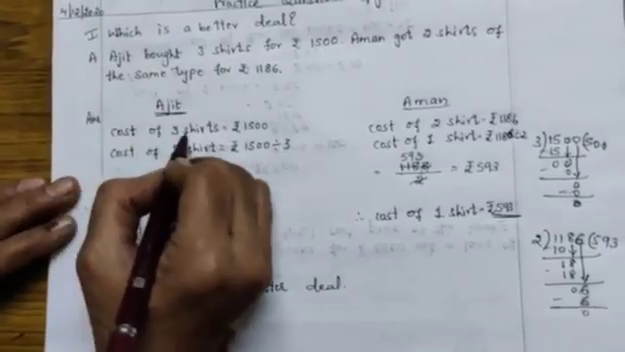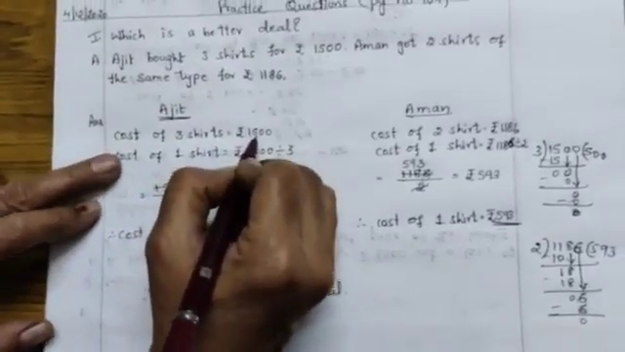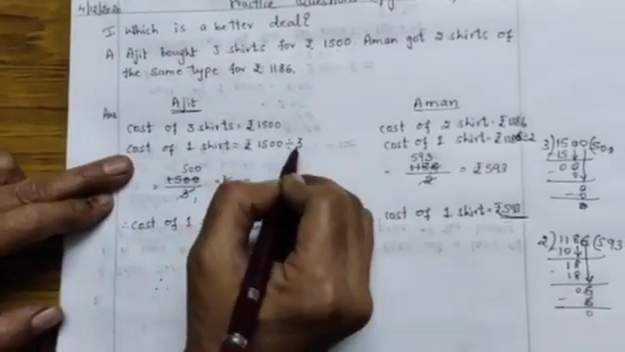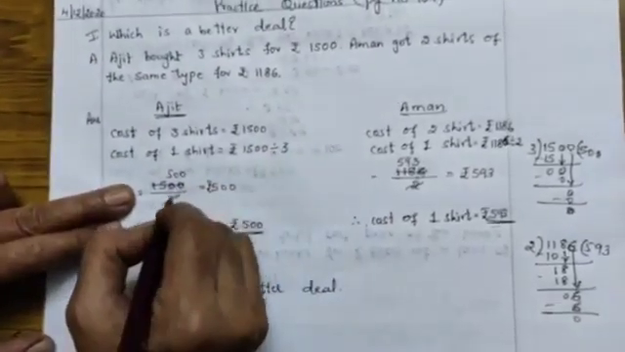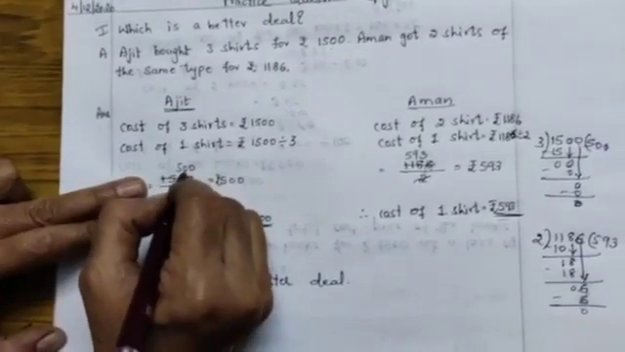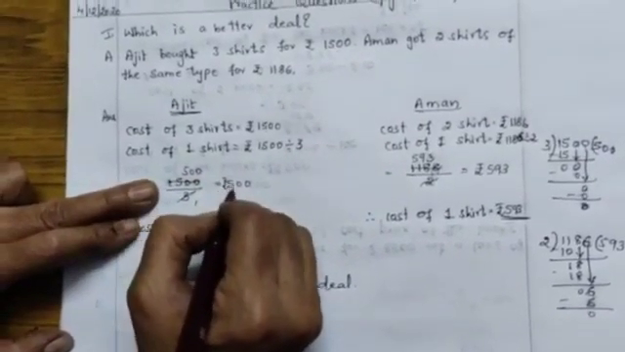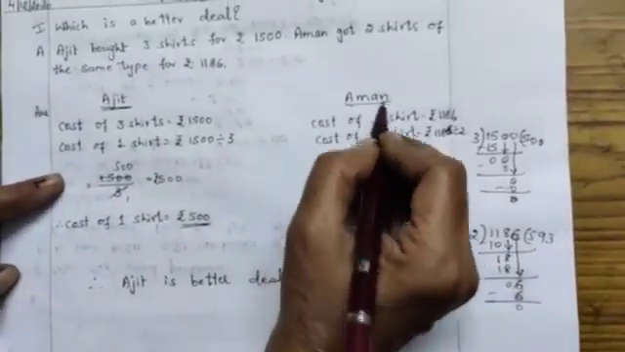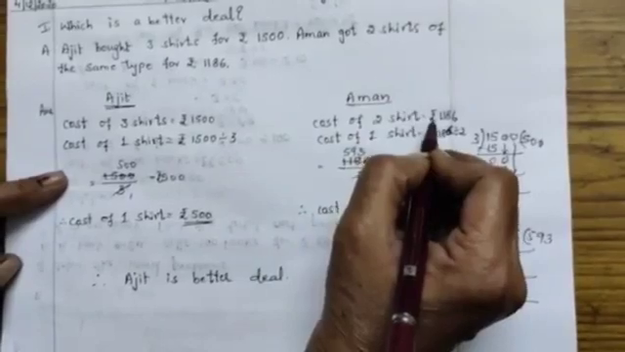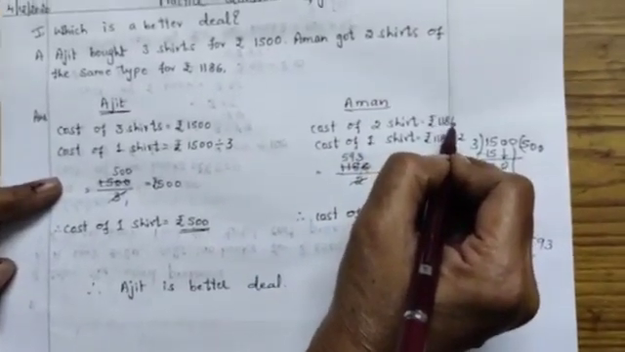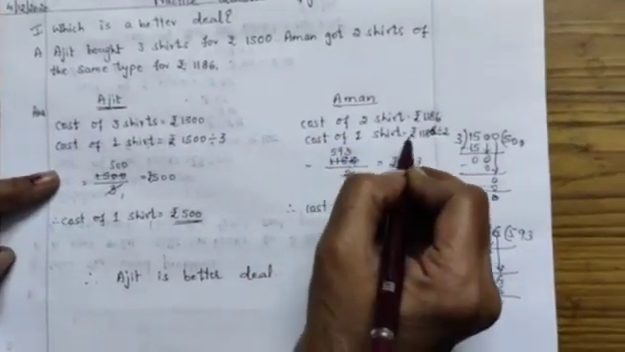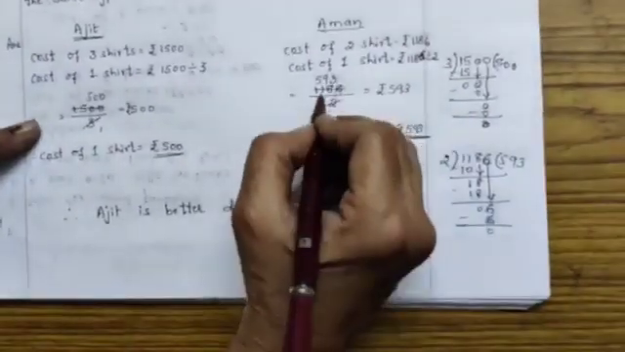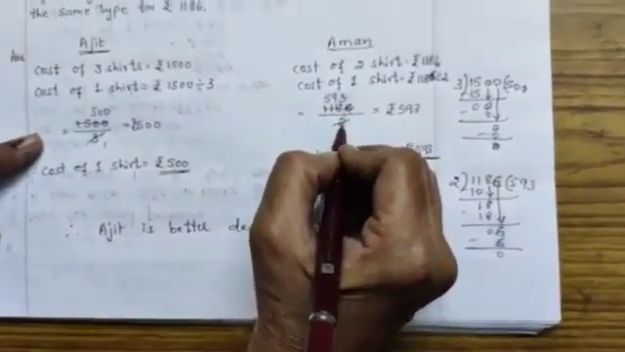Cost of 3 shirts is equal to rupees 1500. Cost of one shirt is equal to rupees 1500 divided by 3. See, 3 ones are 3, 3 fives are 15, 0 0, equal to rupees 500. Aman's cost of 2 shirts is equal to rupees 1186. Cost of one shirt is equal to how much? 1186 divided by 2.